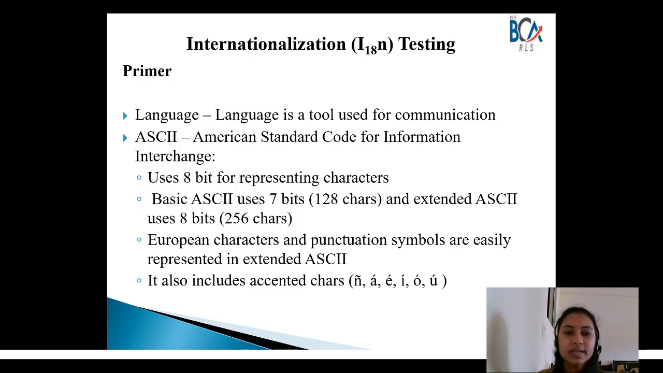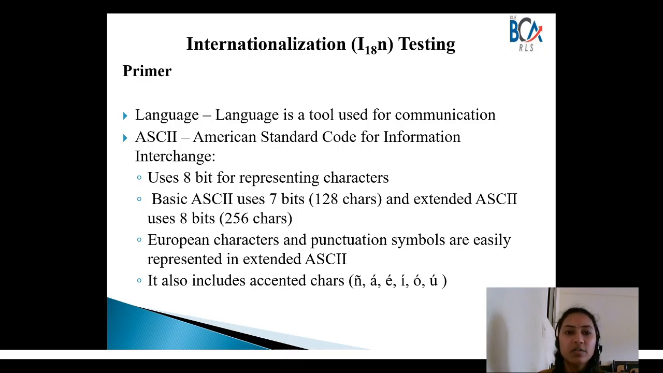So basically, let us see what a language is. The term language is actually a tool which is used for communication, right? However we communicate with one another, we use a language. That will convey the message.